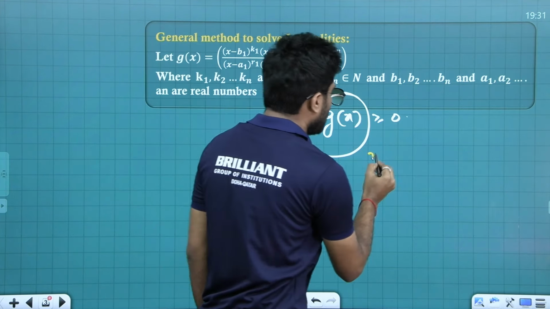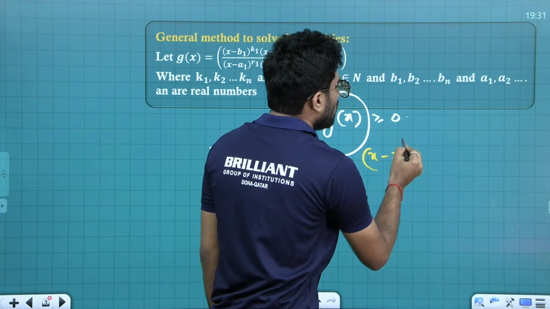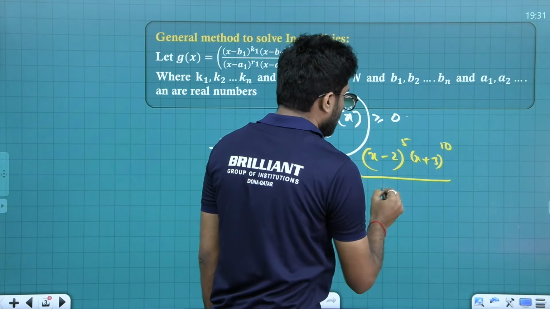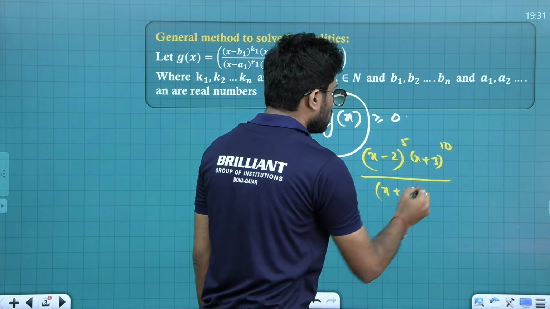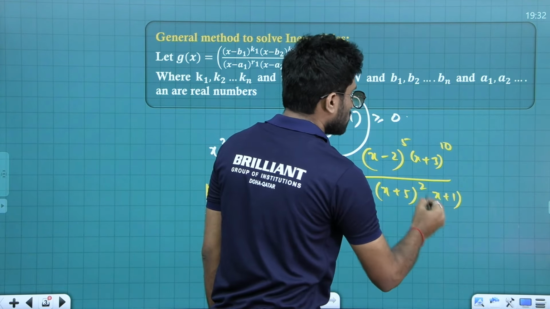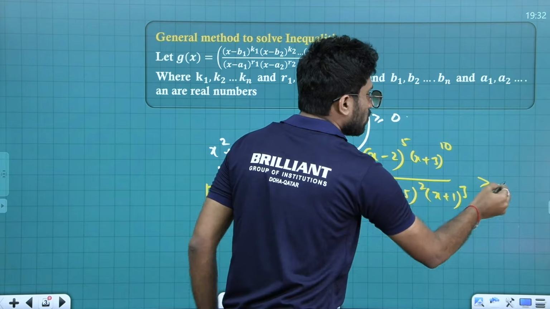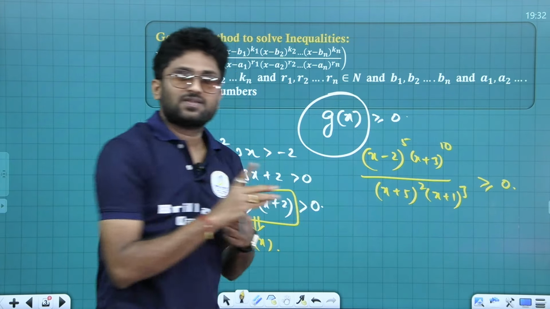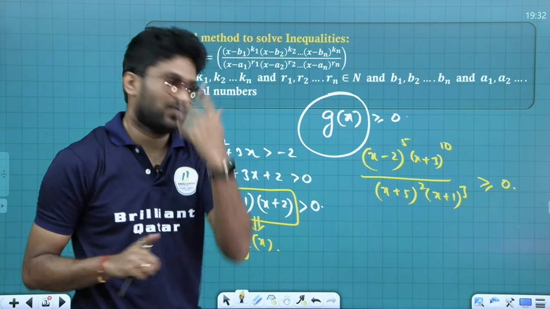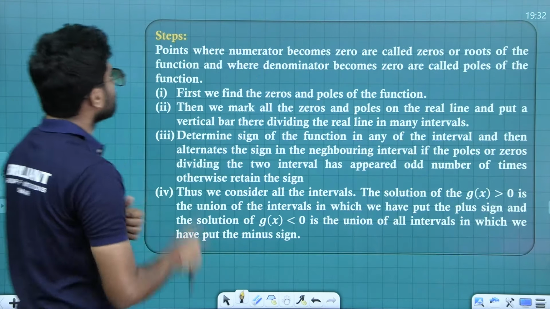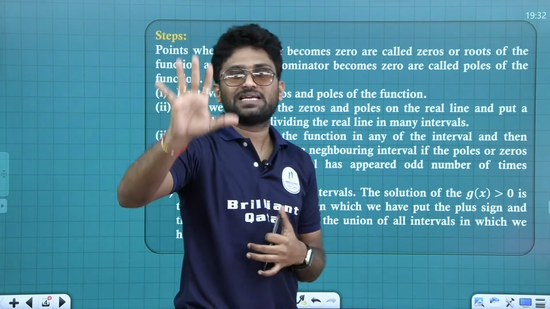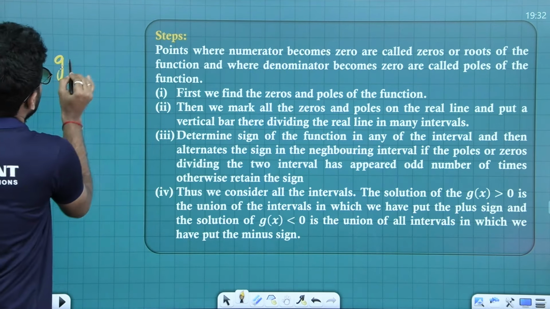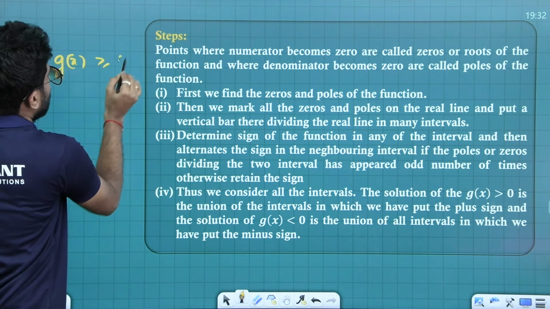Suppose you can even have x minus 2 raised to 5 into x plus 3 raised to 10, whole divided by x plus 5 raised to 2 into x plus 1 raised to 3, greater than or equal to 0. Now we have to take this as g of x. First thing, we take this as g of x. Next, point number 2: once we take that particular function as g of x, we have g of x greater than or equal to 0.